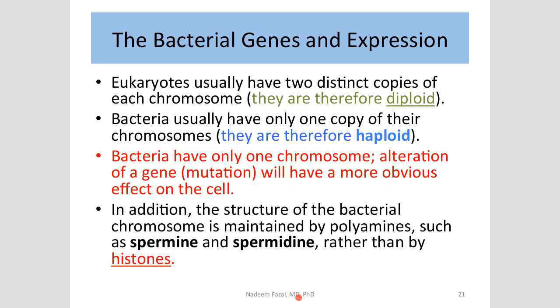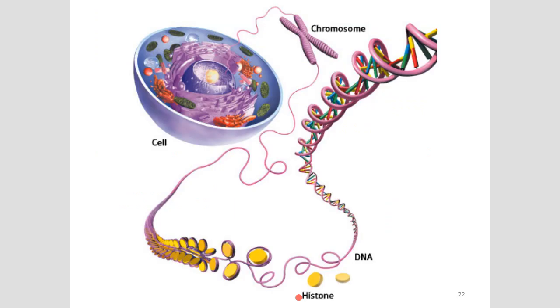Now, the structural element, I remember telling you, is maintained by polyamines rather than by histones. Histones are those ball-like things I'm going to show you in a while, as compared to spermine and spermidine, which are polyamines. And why do we need to know that? Because we're going to target them, because we want to break it apart, because we want to kill bacteria. So that's the basis of antibiotics.